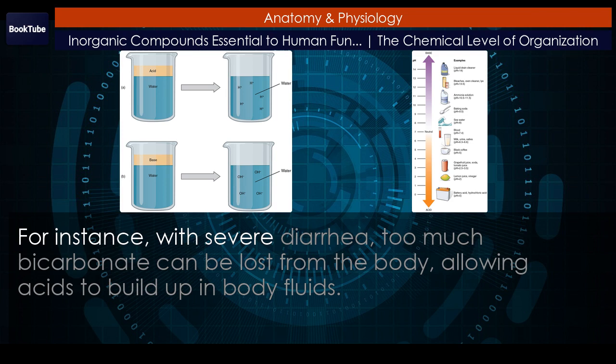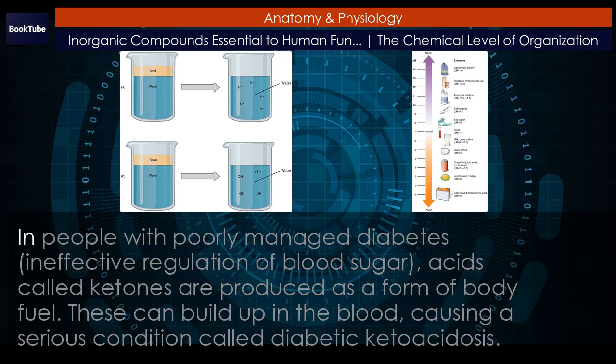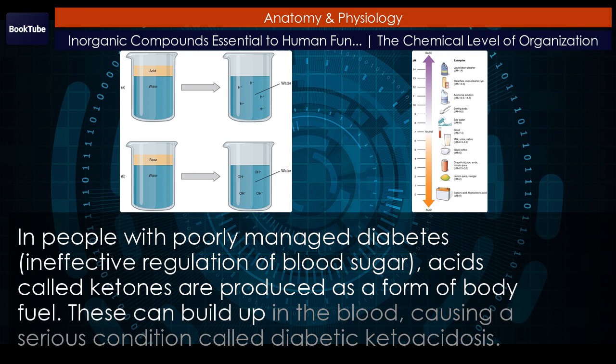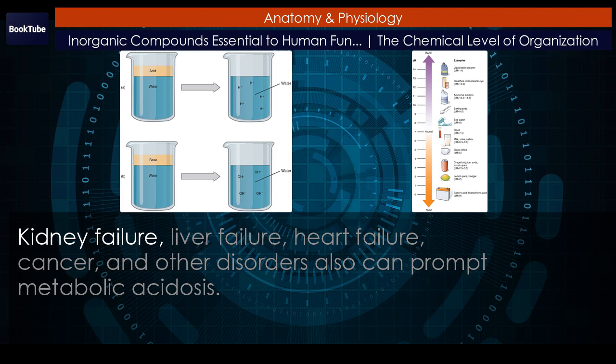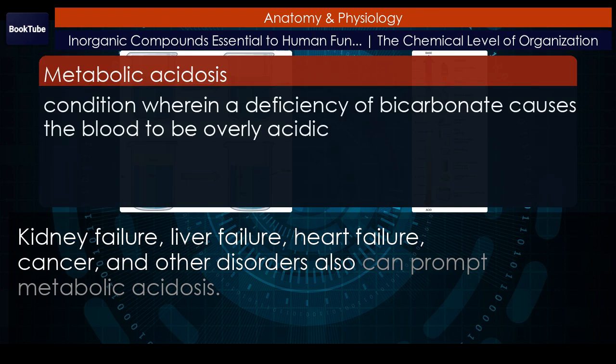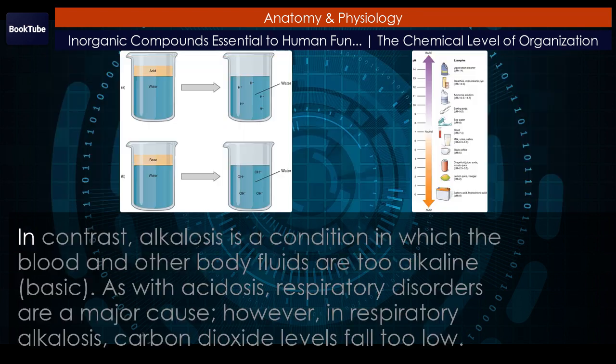For instance, with severe diarrhea, too much bicarbonate can be lost from the body, allowing acids to build up in body fluids. In people with poorly managed diabetes, ineffective regulation of blood sugar, acids called ketones are produced as a form of body fuel. These can build up in the blood, causing a serious condition called diabetic ketoacidosis. Kidney failure, liver failure, heart failure, cancer, and other disorders also can prompt metabolic acidosis. In contrast, alkalosis is a condition in which the blood and other body fluids are too alkaline.